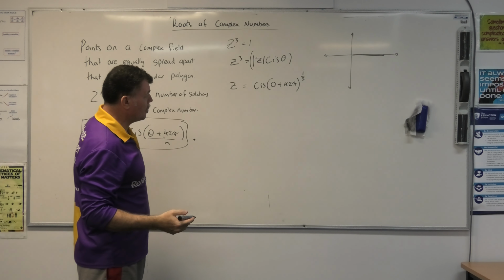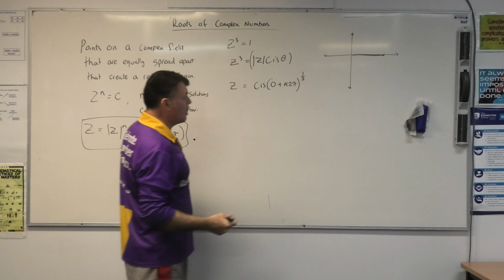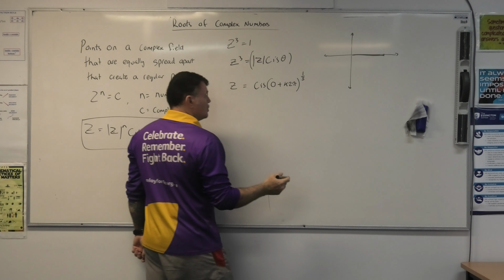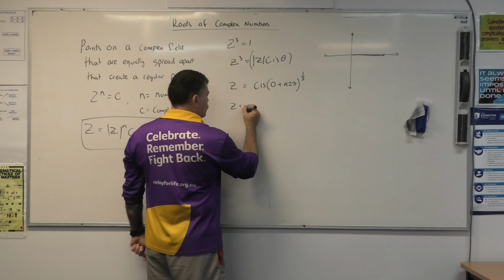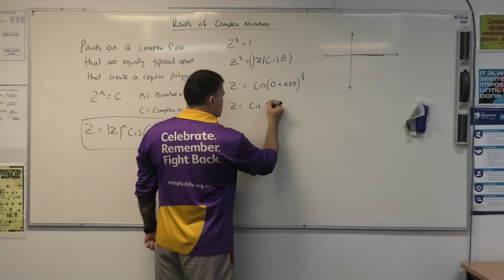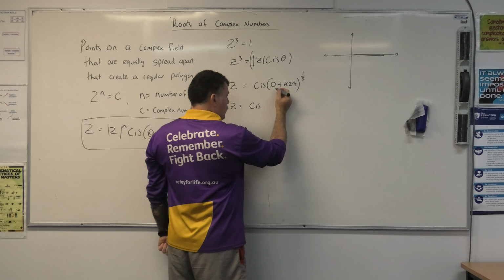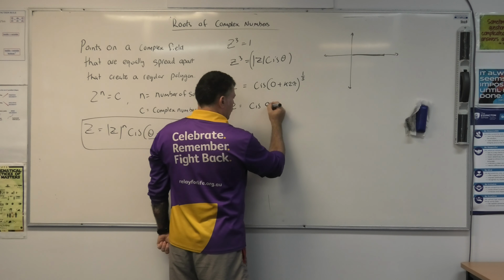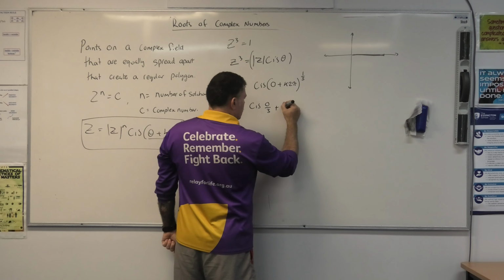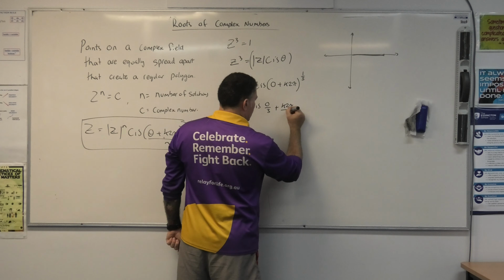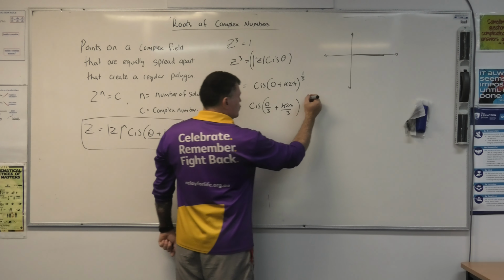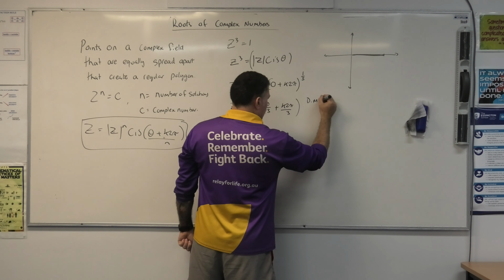So when we look through these kind of calculations, if we go a little bit further, let's use our distribution rule. So we've got cis, I don't have a value here, 0, I can put 0 over 3, plus k 2 pi over 3. And that's using De Moivre's theorem.